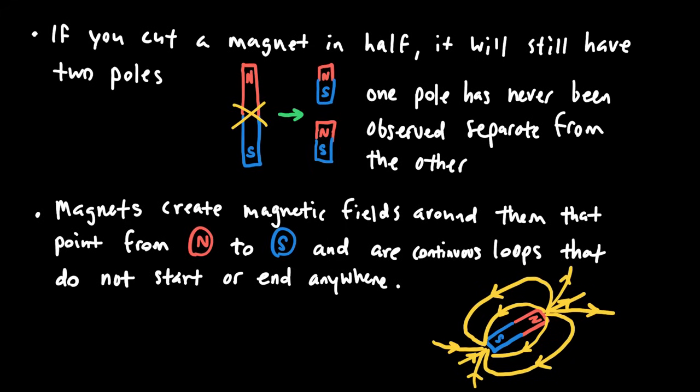And those are just names that we give to things, but similar to how we call charges positive and negative, we call poles north and south. And it helps us distinguish between the poles that attract and the poles that repel, which work the same way that charges do. Like charges repel and opposite charges attract, and the same thing goes for poles.